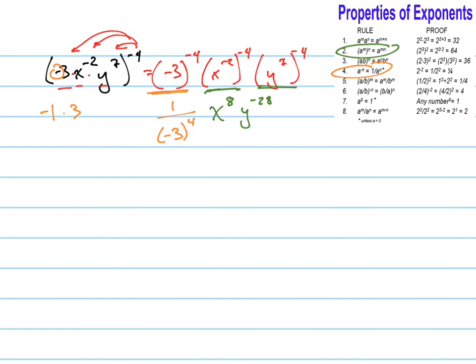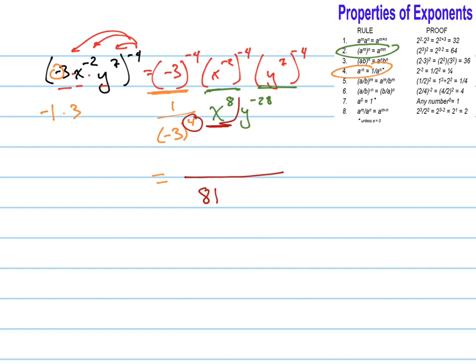And what's 1 over -3 to the 4th power? What's -3 to the 4th power equal to? It's equal to 81. Positive or negative? Positive. That's right, because it's an even power. You understand that? So that becomes an 81.